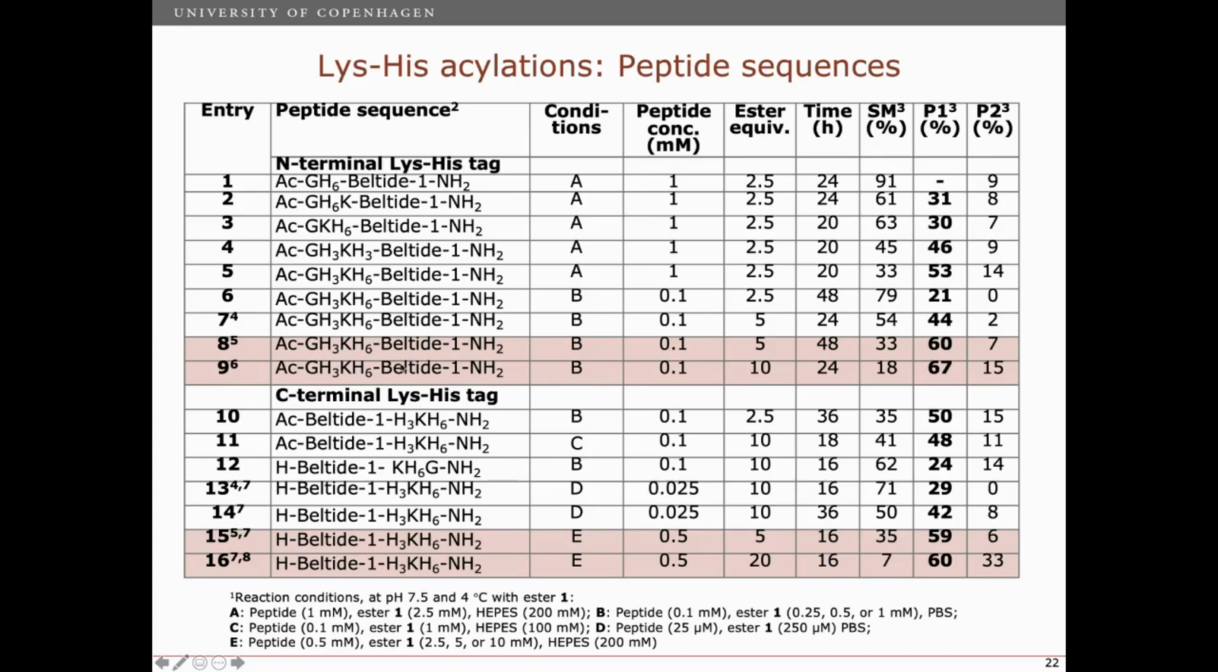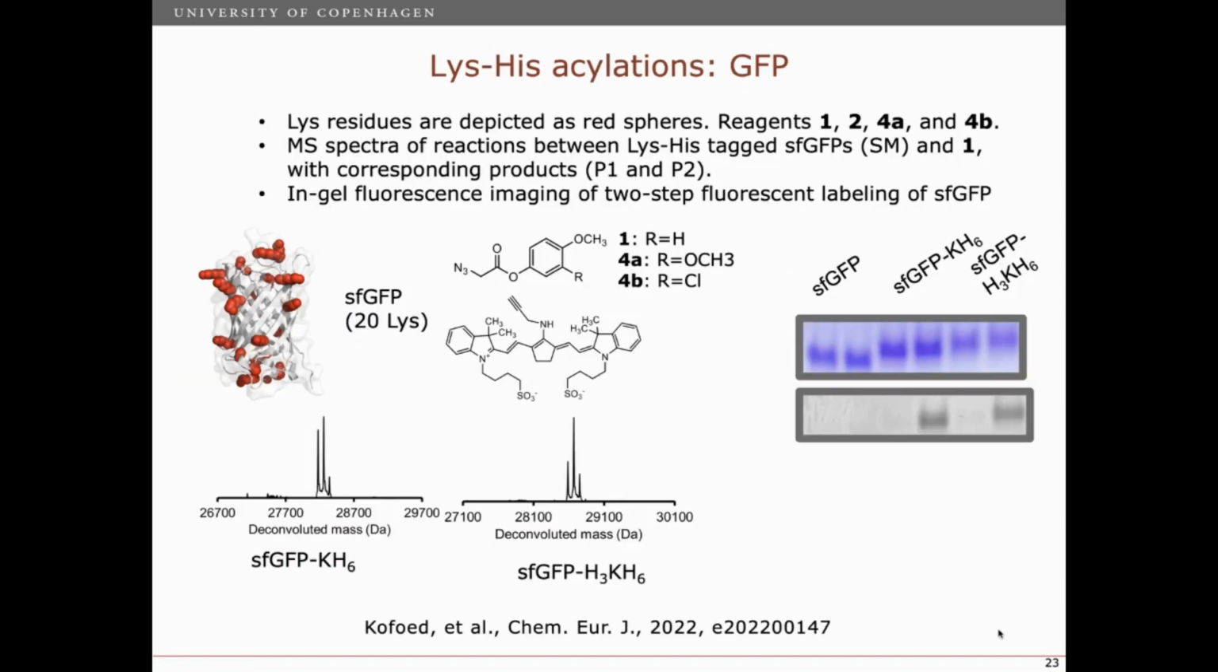Here I would like to remind you that the Beltide sequence has 3 lysines. And this works for N-terminal. So here we had blocked the N-terminal by acetylation. So this is on this particular lysine. It also works C-terminally, and again on this lysine here. So we were quite encouraged by this, and then directly moved on to screening proteins.